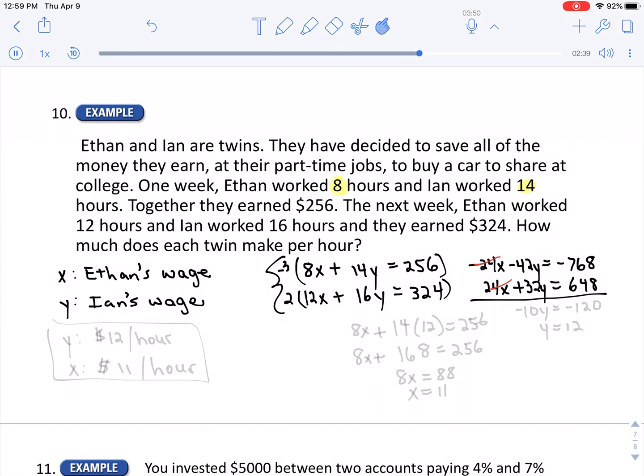And for my Y, I get a -10Y equals a -120. Divide both sides by -10, and I get Y equals 12. So Y represents Ian's wage, so Y, which is Ian's wage, is $12 per hour.